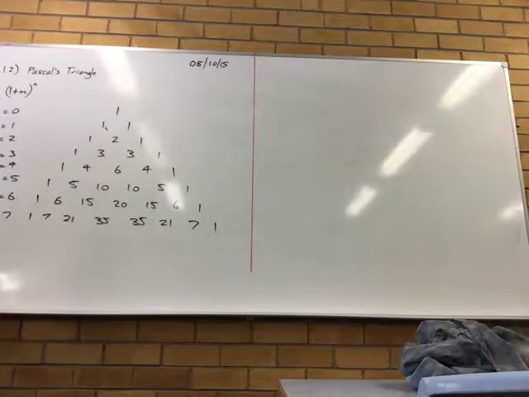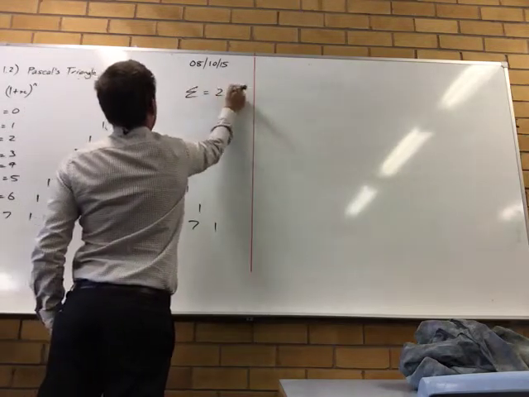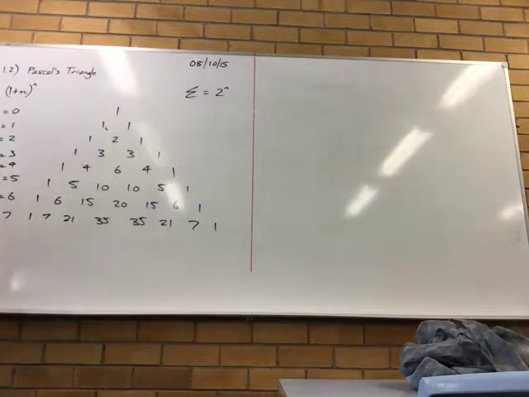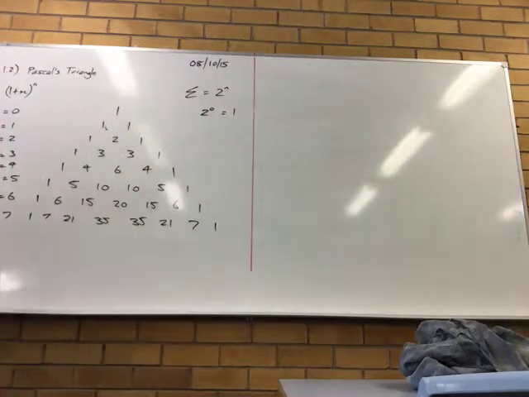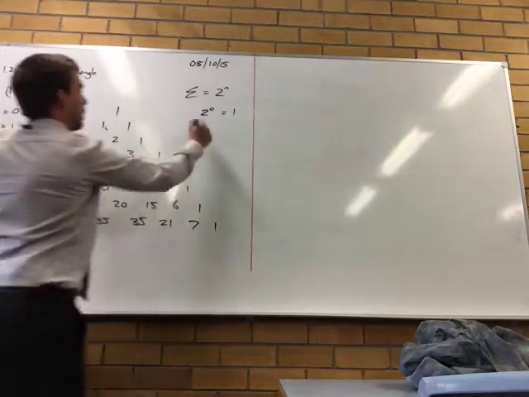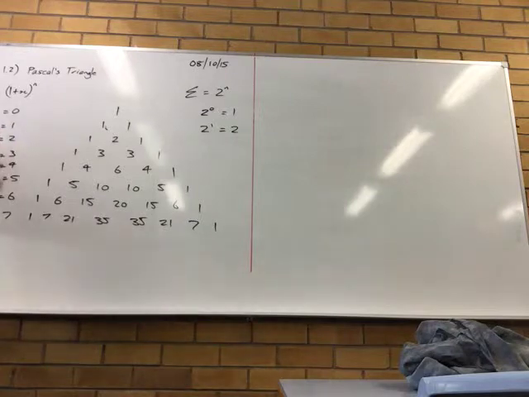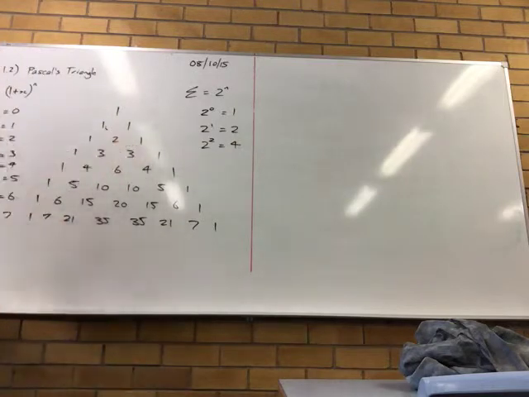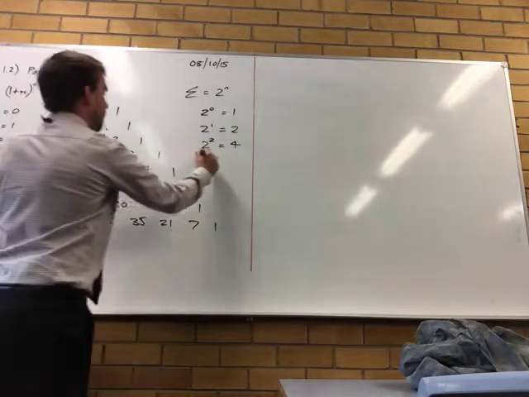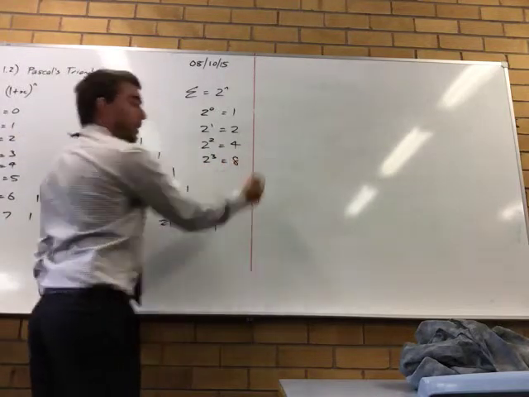Okay, the sum of the numbers in each row is 2 to the power of n. So n equals 0: the sum of the numbers in this row is going to be 2 to the power of 0, which is of course 1. n is 1: the sum is going to be 2 to the power of 1, which is 2. n is 2: 2 to the power of 2, which is 4. 1 plus 2 plus 1 is 4. n is 3: so 2 to the power of 3 is 8.